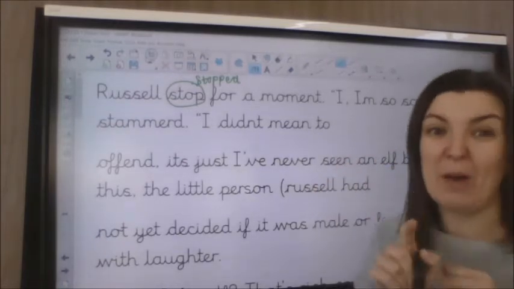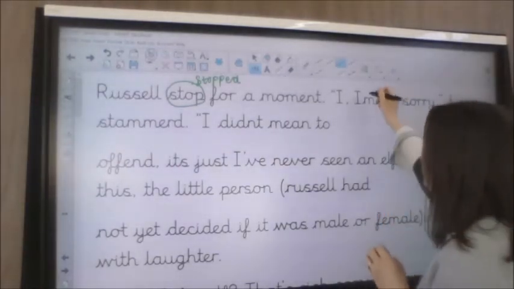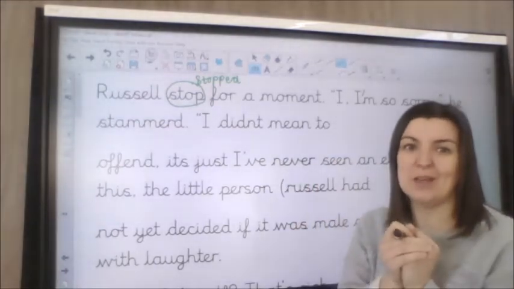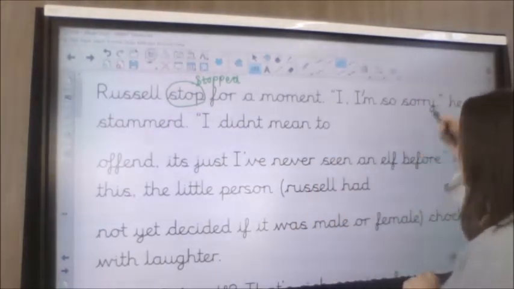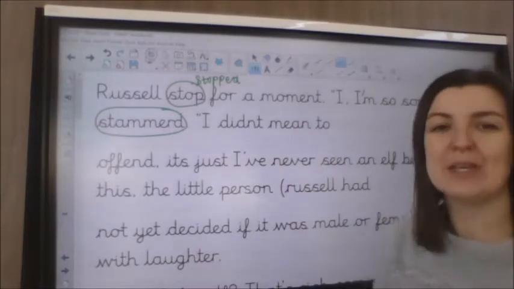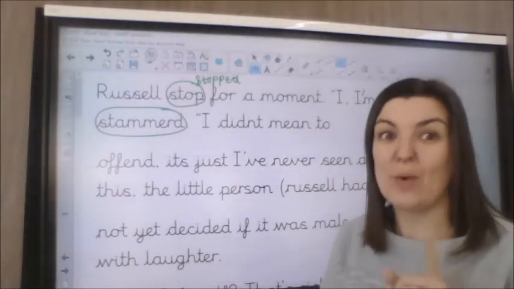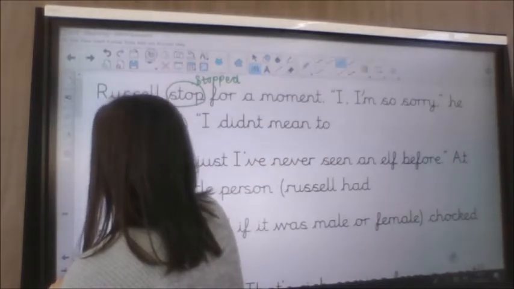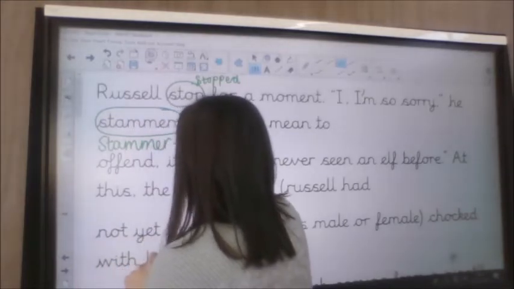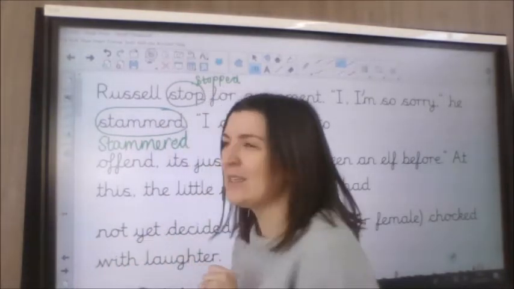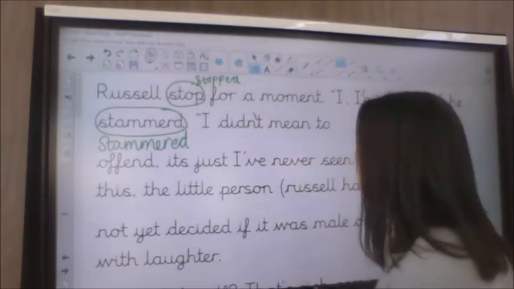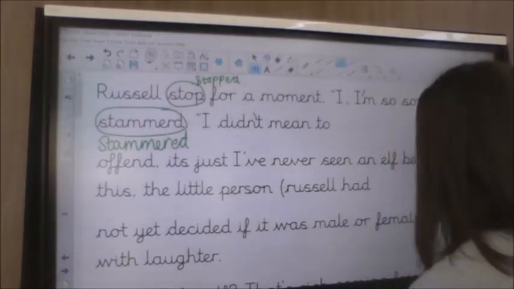Now, I've spotted an apostrophe straight away here, because that's contracted. I am contracted to I'm. So I've got an apostrophe where the A would have been. Stammered. I wonder if you can work out why stammered is incorrect. So it should be an ed ending. So that should be stammer and then ed at the end. So really little spelling mistake there. I didn't, so didn't has also got an apostrophe missing, mean to offend. It's just I've never seen an elf before.